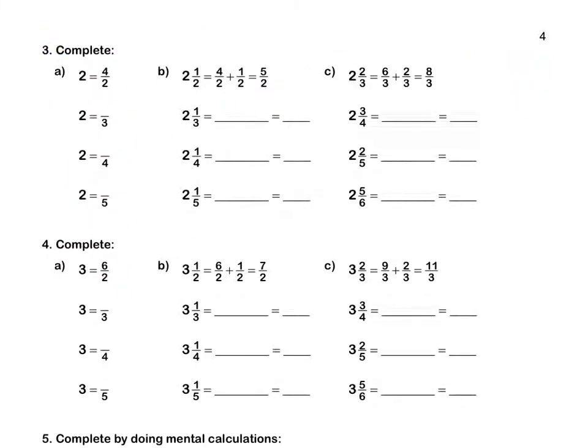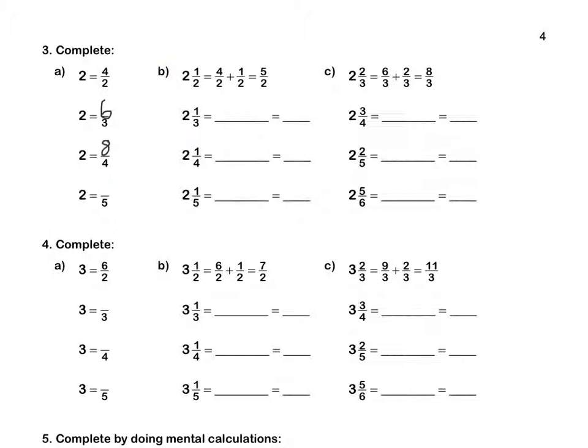Question 3. 2 wholes is equal to 4 halves, because 2 times 2 is 4. 2 wholes is equal to 6 thirds, because 2 times 3 is 6. 2 wholes are equal to 8 quarters, because 2 times 4 is 8.